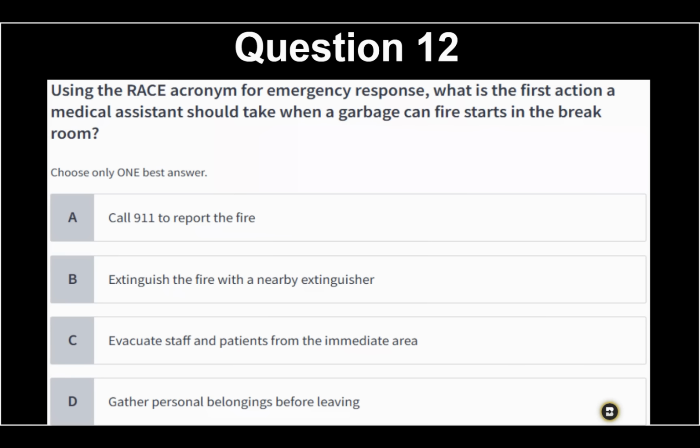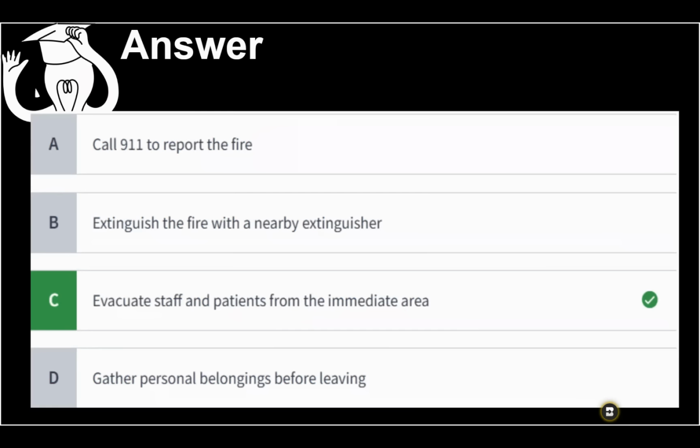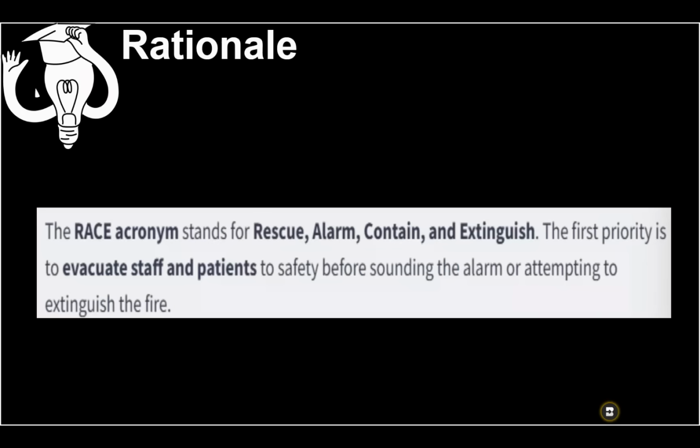If you said C, evacuate the staff and patients from the immediate area, you are correct. The RACE acronym stands for R for rescue, A for alarm, C for contain, and E for extinguish. The first priority is going to be to evacuate the staff and the patients to safety before sounding the alarm or attempting to extinguish the fire.